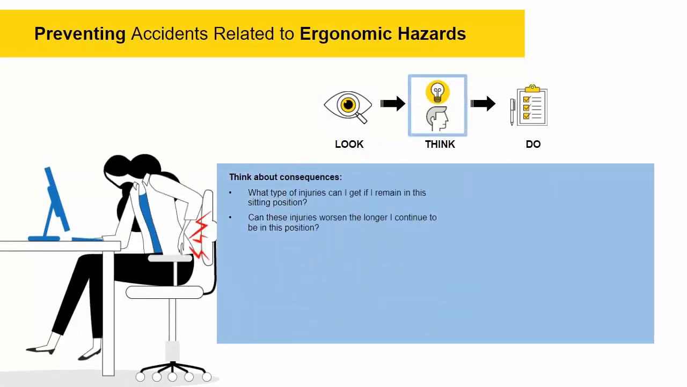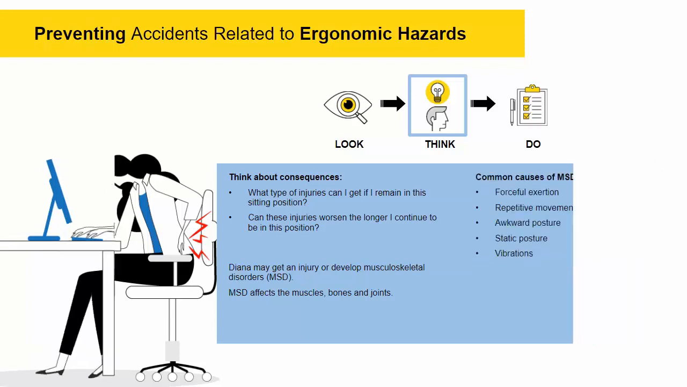Diana should think about the consequences of remaining in the same sitting position for too long. If she continues with a bad sitting posture, Diana is at risk of sustaining an injury or developing musculoskeletal disorders, or MSD. MSD affects the muscles, bones and joints, and can occur in many parts of the body. Its common causes are as shown here.